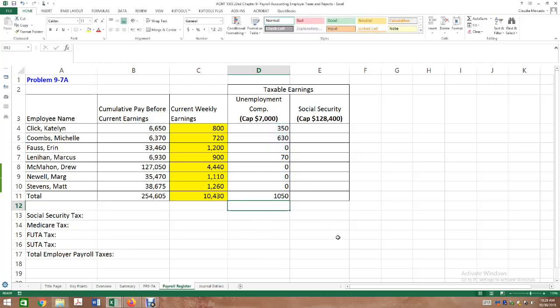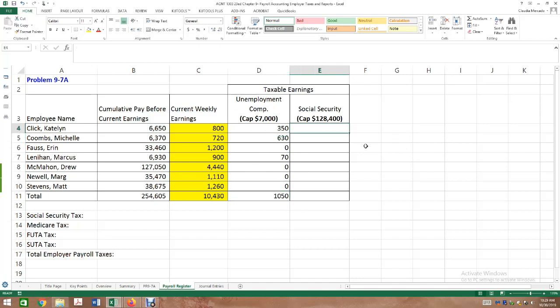So this is what it means. It means that out of the $10,430 that was earned by my employees during this pay period, I'm only going to pay unemployment compensation on $1,050. So your taxes will only be on that total amount. Why? Because a lot of these employees have exceeded the cap of $7,000.